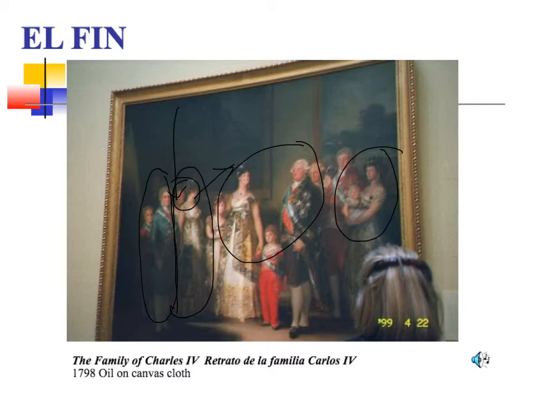Except that, when Charles saw this painting, he really very much appreciated the elegance of the painting. He felt that they all looked very aristocratic, and so he approved of it. So anyway, that's the end of our little conversation about Francisco de Goya.